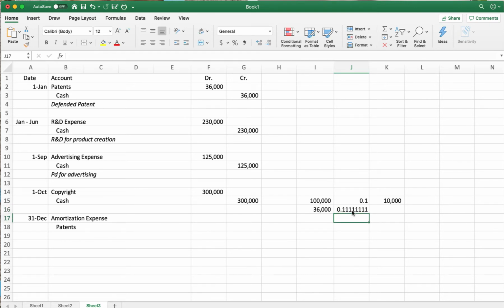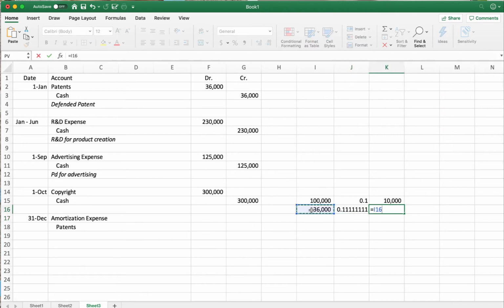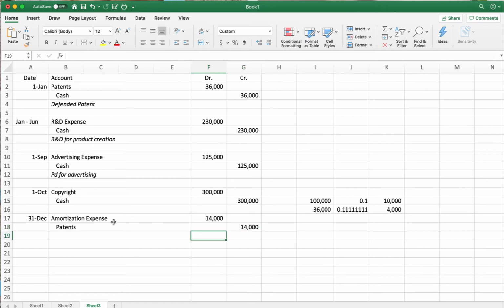Because at the end of the 10-year life, we're going to completely amortize that patent and any costs associated with that patent, meaning any legal fees associated with that. We run the numbers. We have a total of $14,000 amortization expense. So I'm just going to plug that in. Okay. The next thing we have is our copyright. Bear with me here.